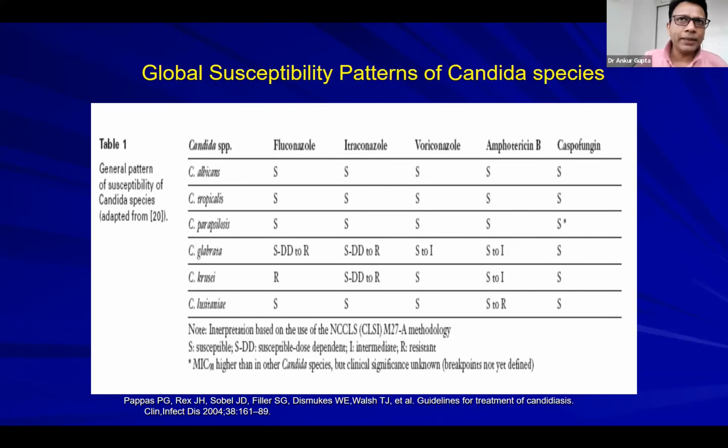Among Candida non-albicans, there are 4 species which are most common: Candida tropicalis, glabrata, krusei, parapsilosis, and now in India, which is very common, is Candida haemulonii or Candida auris. Okay, I'm repeating. Most common species in Candida non-albicans are tropicalis, glabrata, krusei, and auris. Auris is not on this slide, but remember Candida auris is very common. Okay, look at albicans. Everything covers albicans. All azoles, amphotericin B, echinocandins.